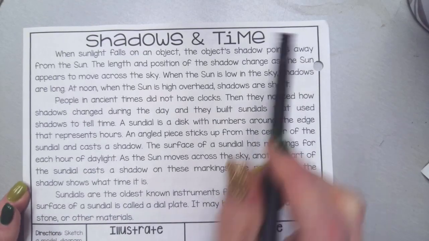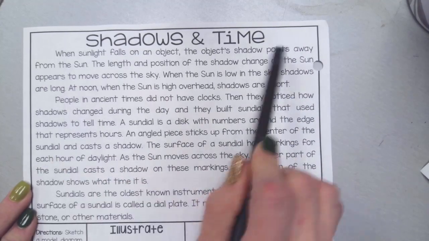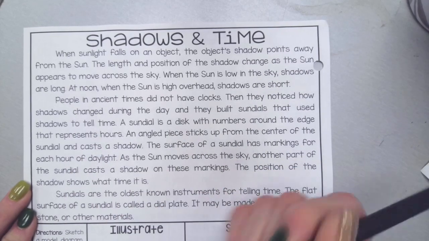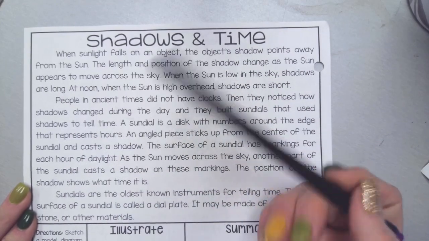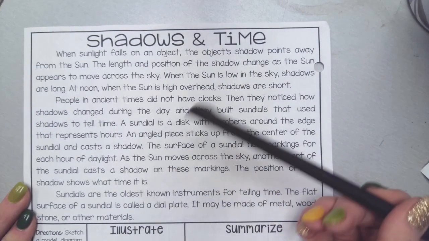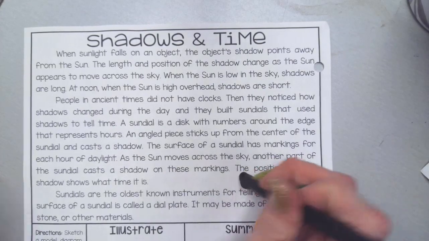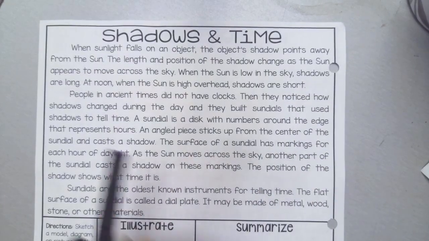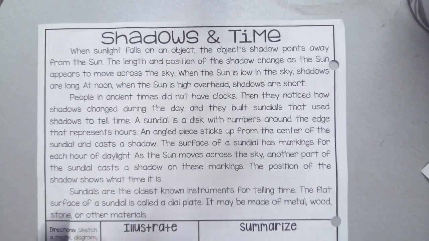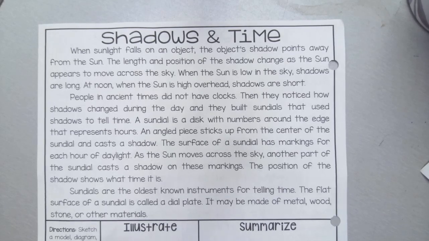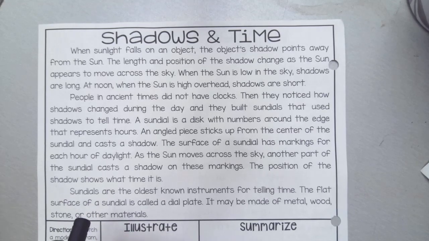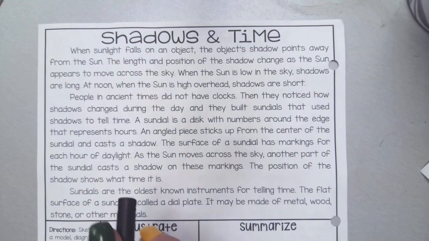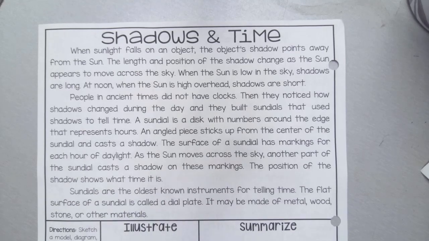All right, so we're thinking about how shadows helped people tell time and what made the shadows change. What was causing these shadows to change? Even today, at noon, the middle of the day, your shadow is very short and very close to you. But later in the evening, your shadow grows longer and longer. Why is that, Wyatt?